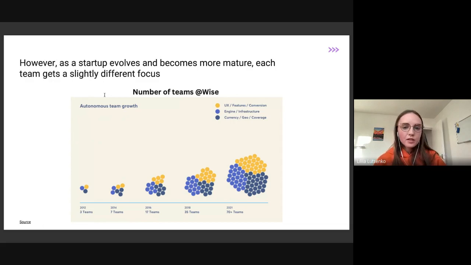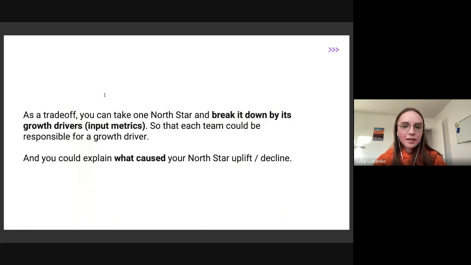So it's good to have one North Star as a company, but then you can break down this North Star by drivers. And every team can focus on a separate driver. We will see later in examples how it works. One second.